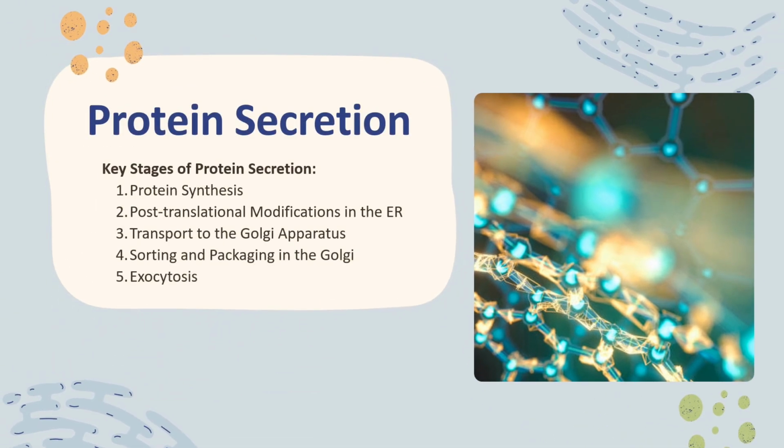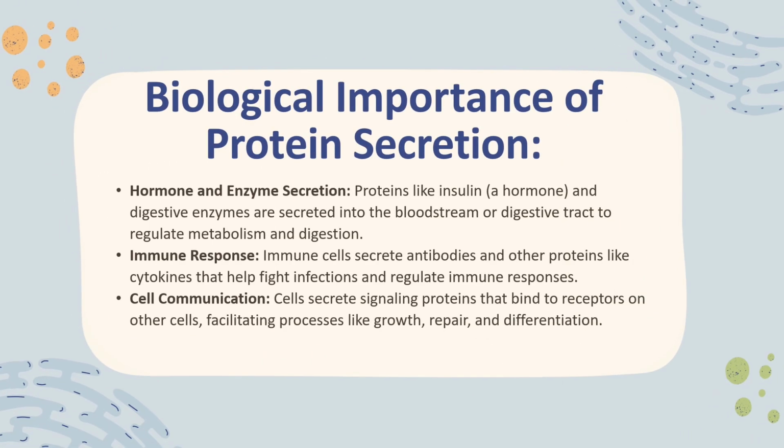Proteins synthesized in the cell can be secreted after being processed in the endoplasmic reticulum and Golgi apparatus, and they are packaged and transported to their final destinations through these key stages. Number 1 is protein synthesis. Number 2, post-translational modifications in the endoplasmic reticulum, transport to the Golgi apparatus, sorting and packaging in the Golgi, and number 5 is exocytosis.